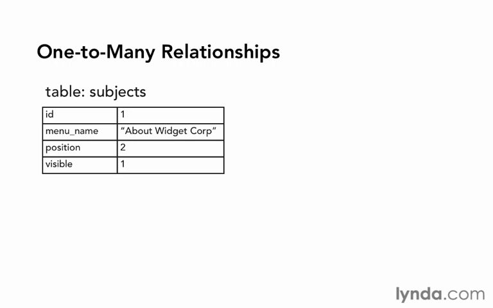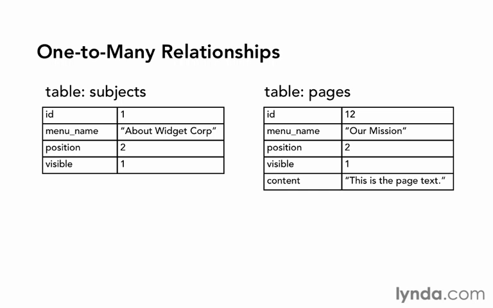Let's say we have our subjects table. We've seen that before. We have About Widget Corp. And then we have another table that we haven't created yet called Pages. And it also has an ID, a menu name, position, and visible. Plus it has another column for content, which is the actual content that we're going to display to the user. That's the real meat of our content management system. Now, right now, these two tables don't have any relationship whatsoever.